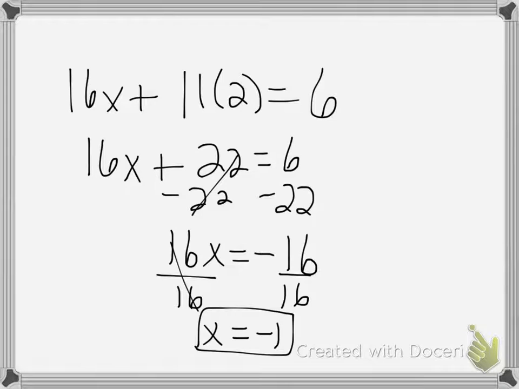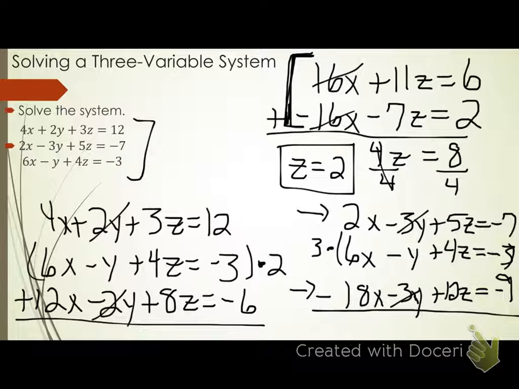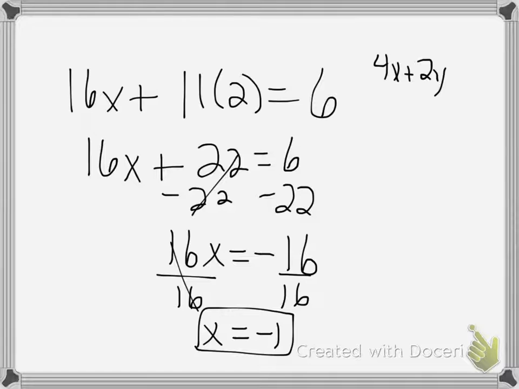Let me rewrite it over here. 4x plus 2y plus 3z equals 12. So there's the equation I'm using. Wherever I see an x, I'm plugging in -1. I'm solving for y, so I just leave it as a y.